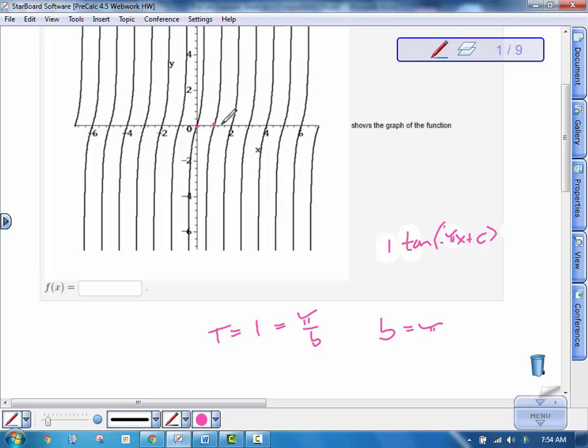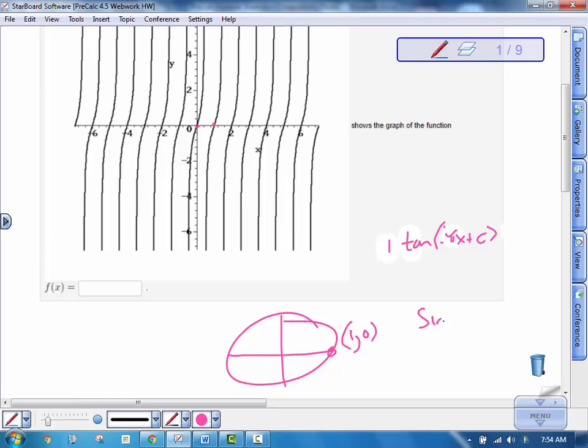And then you can look and see if it's shifted at all right or left. The easy way to check that is to think about the unit circle and what tangent is. At this point, this is the ordered pair 1 comma 0. So keep in mind that tangent is sine over cosine. So at this point you have 0 over 1, which is 0. So at 0, the tangent is 0. Just check that out, and it is. So therefore it hasn't been shifted to the right or the left at all. So basically there is no shift here, so my answer is tangent of pi x.